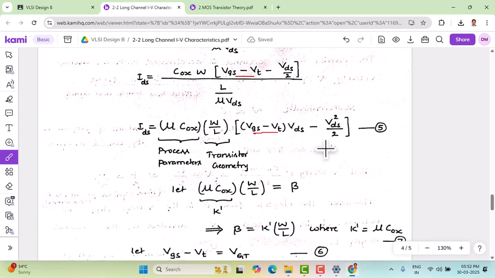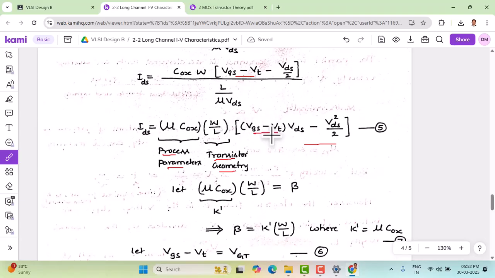So this is the standard equation for the drain to source current in the linear region, or triode region, or non-saturation region. And here mu n into COX is called the process parameter. This parameter depends on the technology. And as we already mentioned, W by L is called the transistor geometry. This decides the dimension of a transistor. The transistor area is decided by L and W, where L indicates the length of the channel and W indicates the width of the channel.